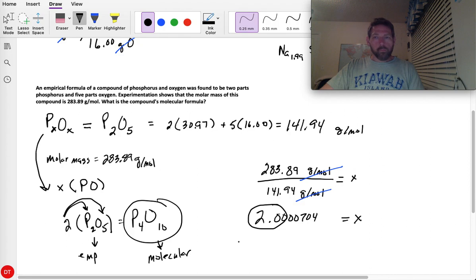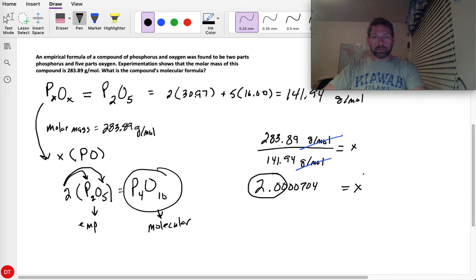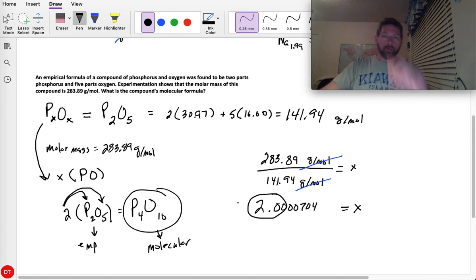All right, so if we had to name this thing right here, right? So that would be what? Tetraphosphorus decoxide, right? It's pretty simple. Remember your molecular formula names. So that's it. So just recap on that a little bit here.